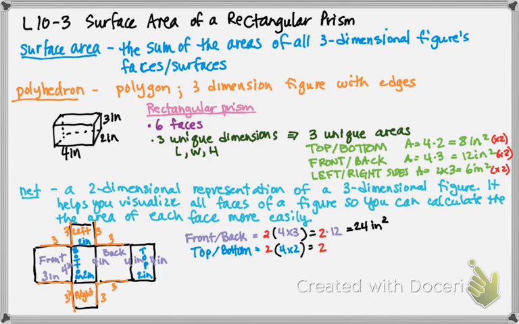So that gives me 2, and 4 times 2 is 8. So 2 times 8, and that's going to give me 16 square inches for both the top and the bottom. And then I have my left and right sides. And obviously there's 2 of them, right? A left side and a right side. And the dimensions are a 2 by 3.